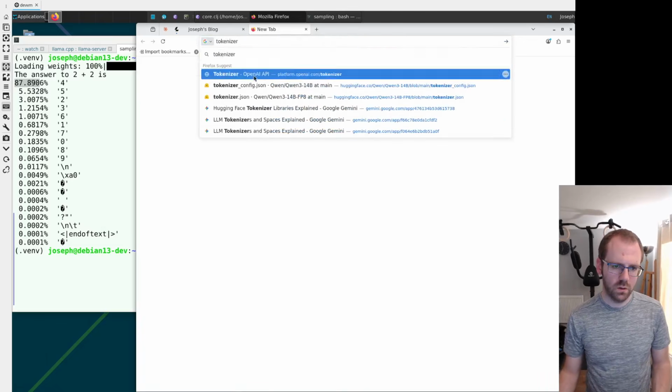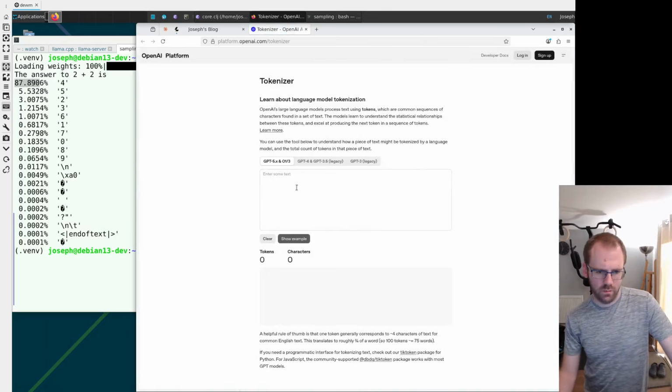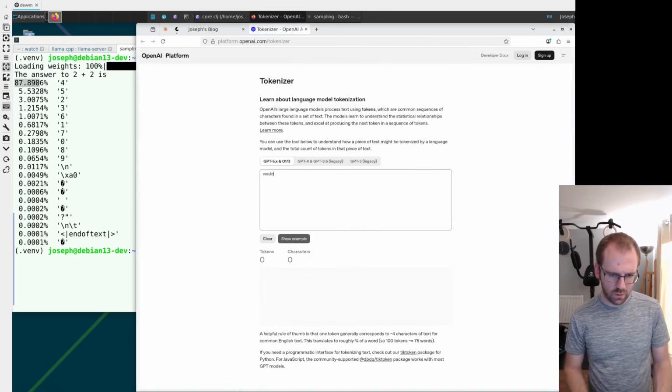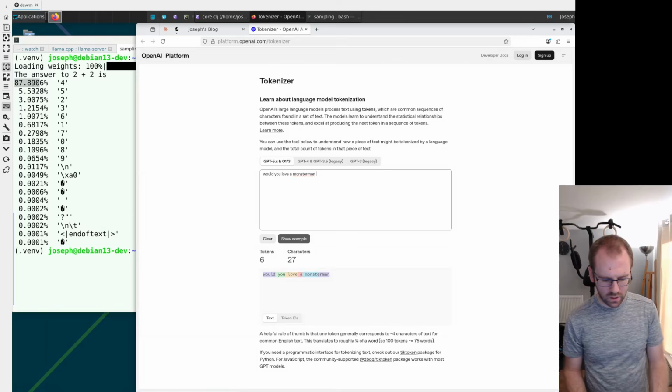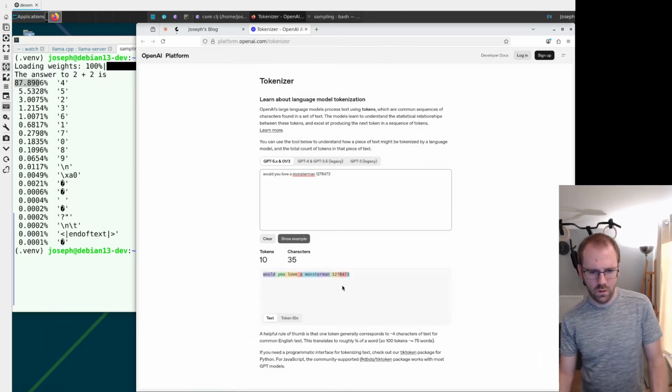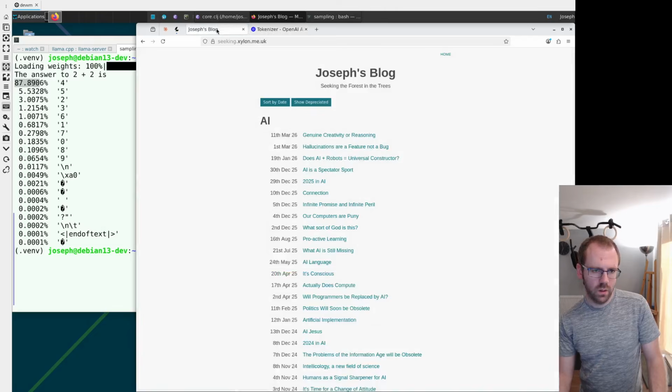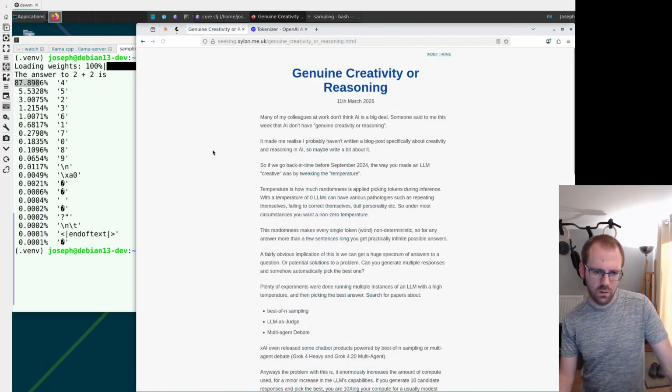if you're interested in tokenizers, OpenAI has this demo that just shows you how the LLM splits it up into tokens. So normally a token is a word, but a long word might be multiple tokens. And if you do numbers, anyway, right, so it's the last post I made here. So yes, I was talking about this.